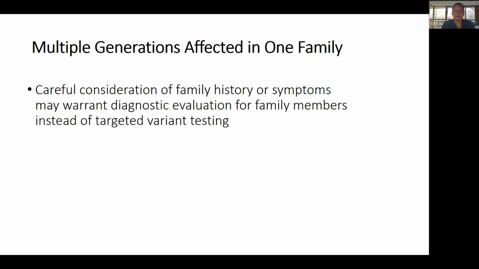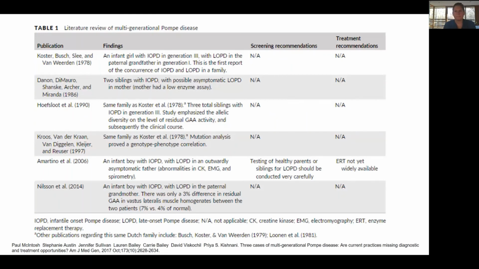But I'll touch on here that multiple generations could be affected in one family and what that means for testing family members. So careful consideration of family history or symptoms may warrant diagnostic evaluation for family members instead of this targeted familial variant testing. So instead of testing only the two variants that we know are in the family, we might suggest doing enzyme testing on someone who is trying to determine whether or not they have Pompe based on a family member's diagnosis. And then in that case, we may do full gene sequencing. And I'll show you a little more about that.